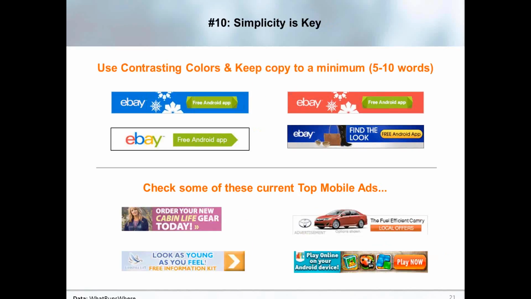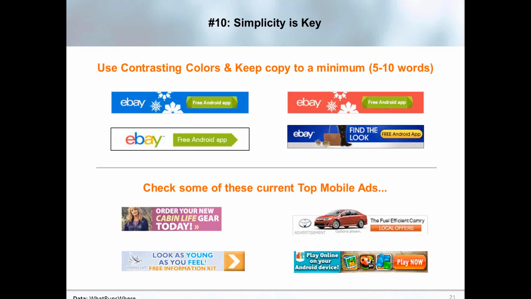The next thing is simplicity is key. With a display ad, when I launch a 728 by 90 or 300 by 250 display ad, I can fit a lot of text and a lot of messages into that ad. I can have it rotate, I can make it Flash. On mobile, I can do a lot of the same stuff, but you have to remember that you're on a very small screen. So if you can communicate your message in a very short period of time in a very simplistic way, you're going to be way ahead.